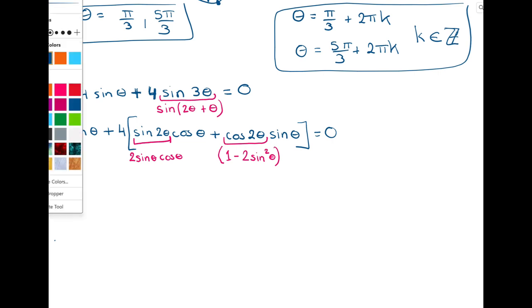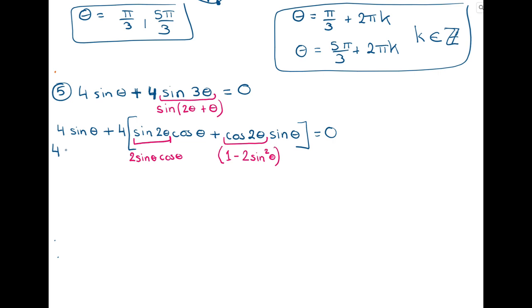Okay, so now what else did I not use? I need to finish writing everything down here. 4 sine theta plus, we still have that 4, and then 2 sine theta cosine theta times that cosine theta, right? Plus that cosine 2 theta became 1 minus 2 sine squared theta times sine theta equals 0. All right, if you're not convinced, make sure you're walking your way through and try again, right? Make sure you're following along with me here.